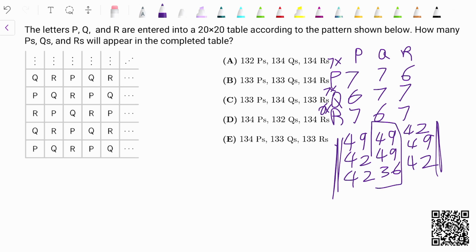However, the Q's, if you do a little bit of quick solving, you'll find that it's actually equivalent to one more than either the P's or the R's. Therefore, the correct answer is C, 133 P's, 134 Q's, and 133 R's.